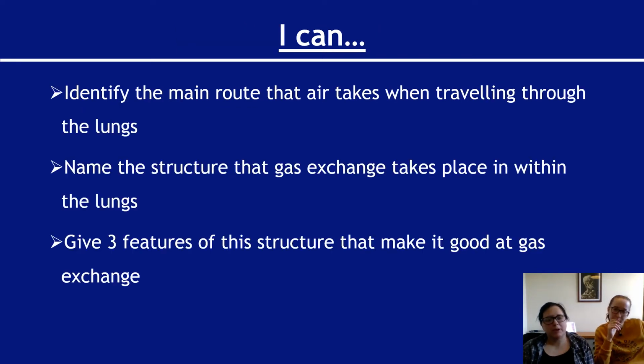Okay, you need to be able to identify the main route that air is going to take when travelling through the lungs. Less important than the bottom two. The bottom two are most important. So name the structure that gas exchange takes place within the lungs. That is super important. And give 3 features of the structure that make it good at gas exchange. Now, if you're paying attention to the villus stuff, that bottom one is going to be very, very easy for you.